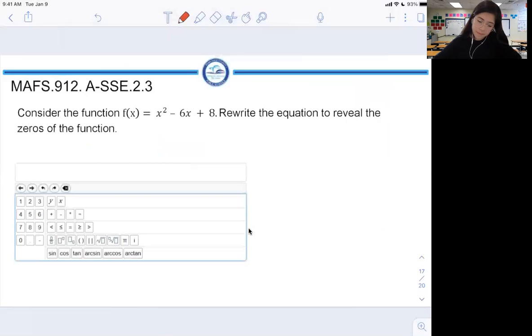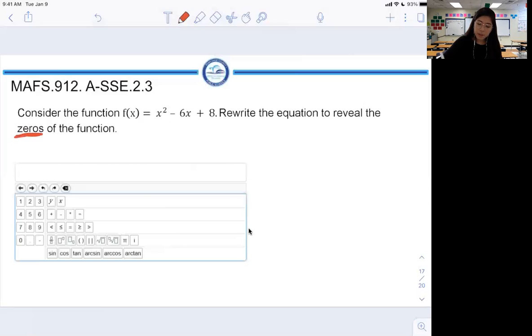Alrighty. Another one. This is actually more similar to what we did at the beginning. Now, consider the function f of x equals x squared plus 6x plus 8. Rewrite the equation to reveal the zeros. Easy peasy. They want us to factor it. How do you know? Because in the factored form equation, that's when you can tell the zeros.